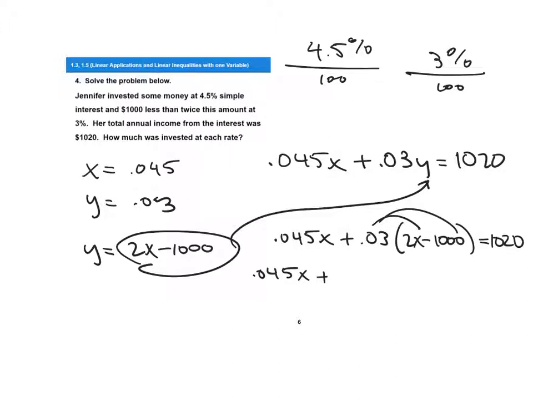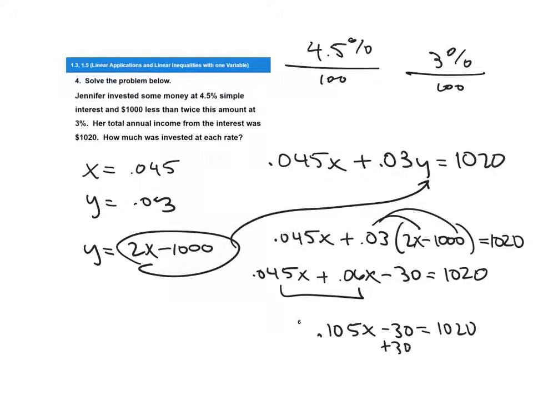So we'll get 3 hundredths times 2, so it'll give us 6 hundredths X minus, we're going to take 3 hundredths and multiply it by 1,000, and so that will give us 30, and then we've got the 1,020. So like terms are here. So we've got 45 thousandths plus 6 hundredths. So we should have 105 thousandths X minus 30 equals 1,020.